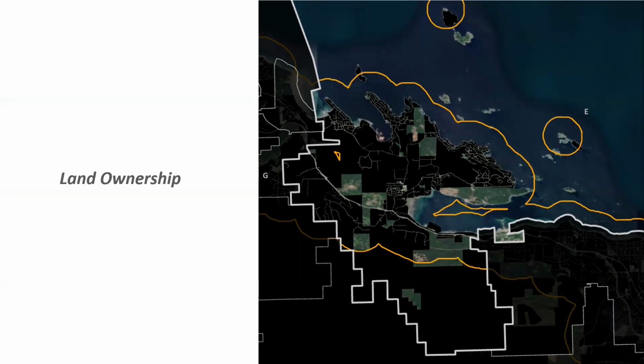So there's one last piece of context I want to go over before we jump into the risk analysis, and that is land ownership. The blacked out areas on this map are private land. And as you can see, the majority of our communities are privately owned, and public land is a minority.